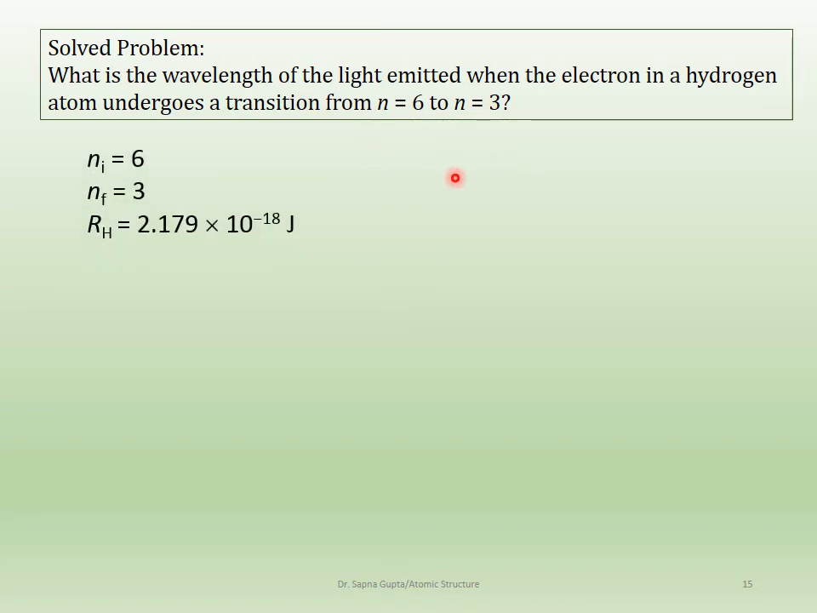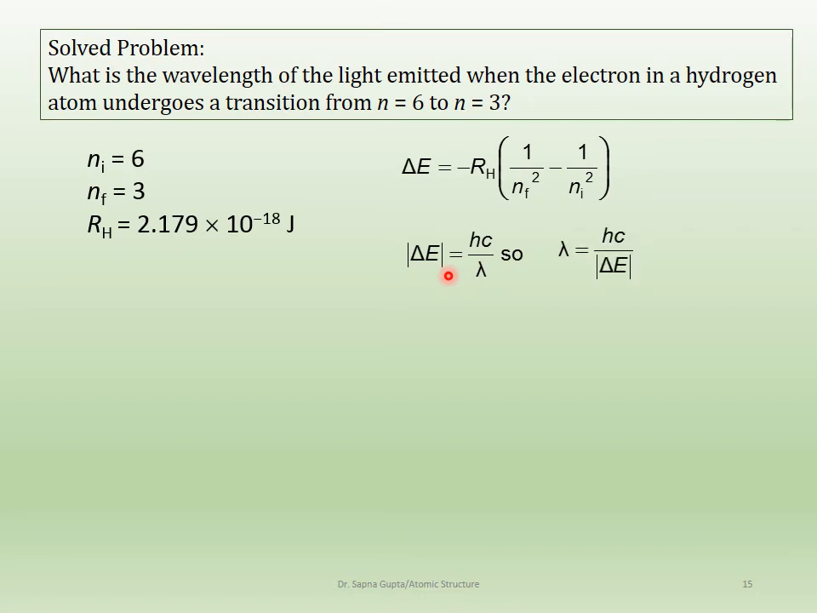So here are our numbers. For n initial, we are going from n equal to 6 to n equal to 3. So really we're going from a higher location to a lower location. As it is, we know that our energy should be negative. This is the equation that we're going to use, where delta E is equal to the Rydberg constant, remember, times a term in n final and n initial. And then we will also use this equation to find out the wavelength, because that's what we need, and wavelength is calculated from right here.